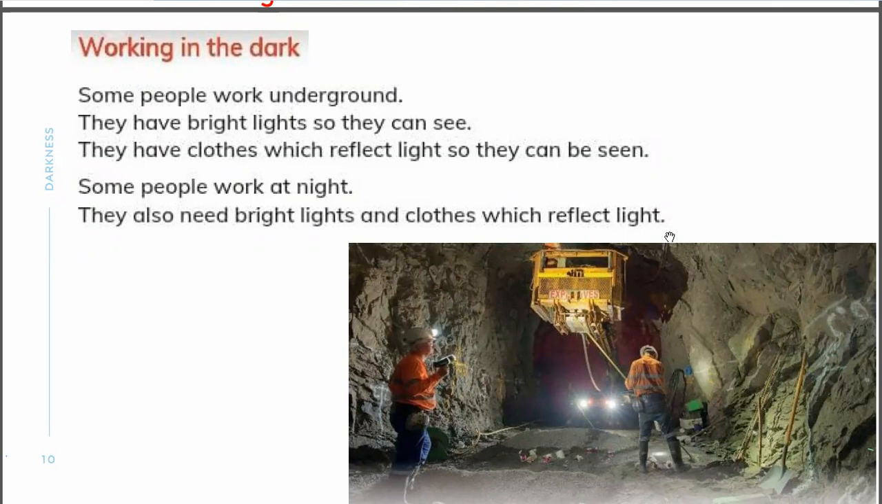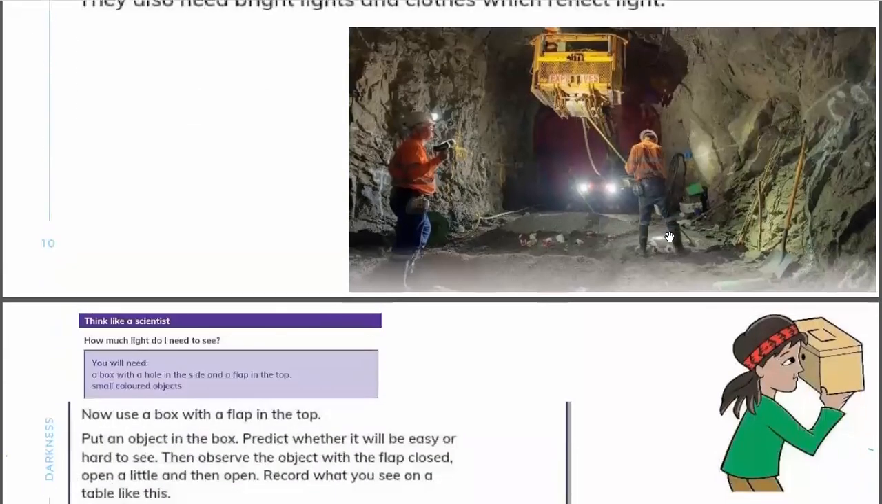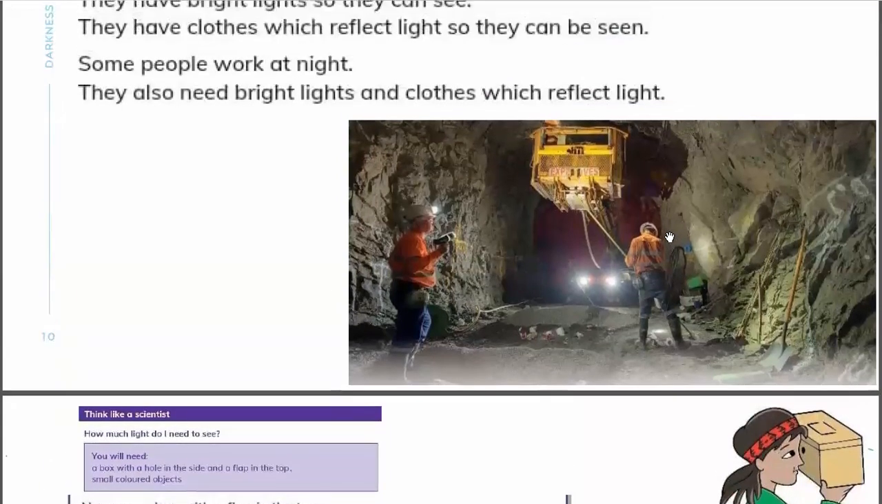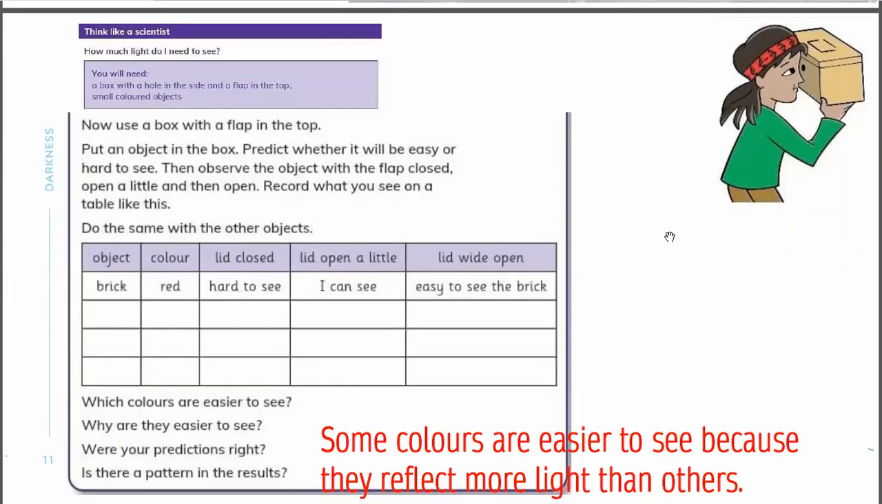So some of the people, they work under the ground or they work in the mines. So they use flashlights and bright lights and those clothes that reflect light so that they can see and they can be seen easily. Other people can see them easily, so that is why they use reflective clothes and lights.